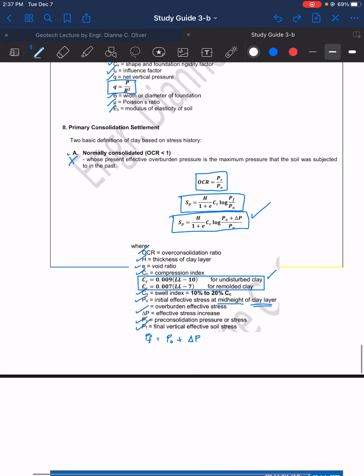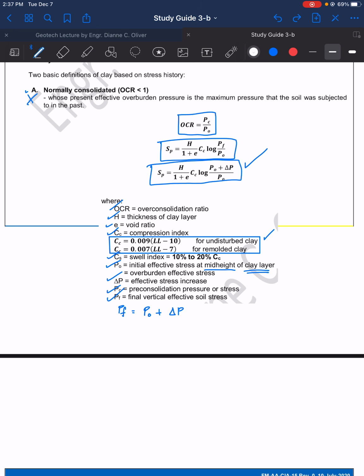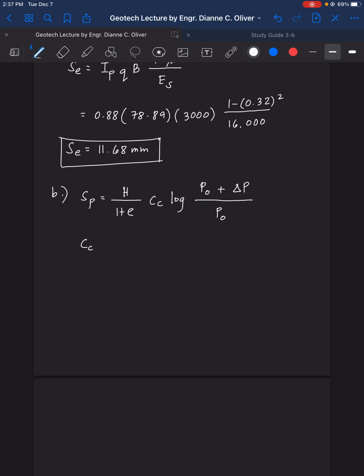It's under normally consolidated, so are we going to use the undisturbed or the remolded? There is no mention that the clay is remolded, so we will go for the undisturbed clay: 0.009 times liquid limit minus 10. So 0.009 times liquid limit, which is 45, minus 10. So C sub C is equal to 0.315.